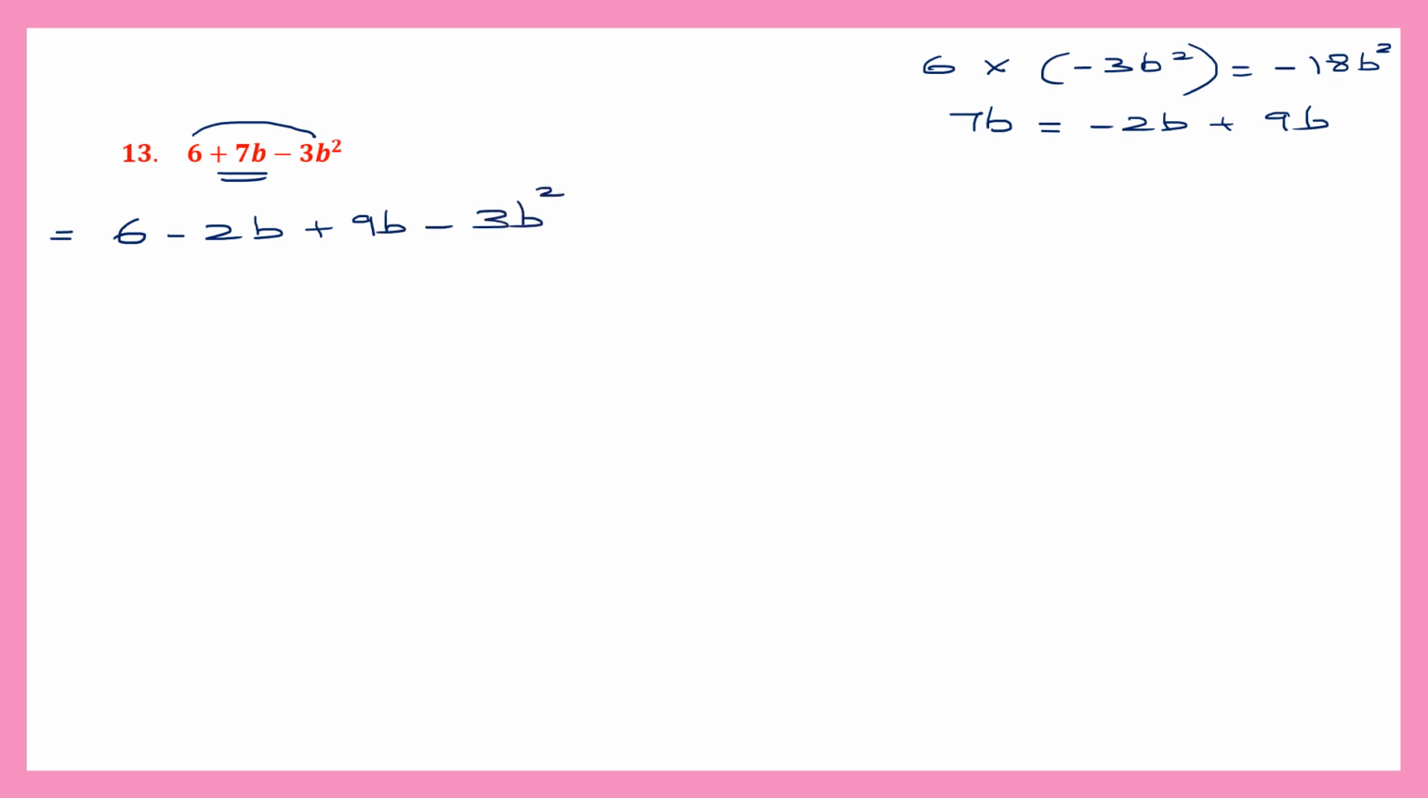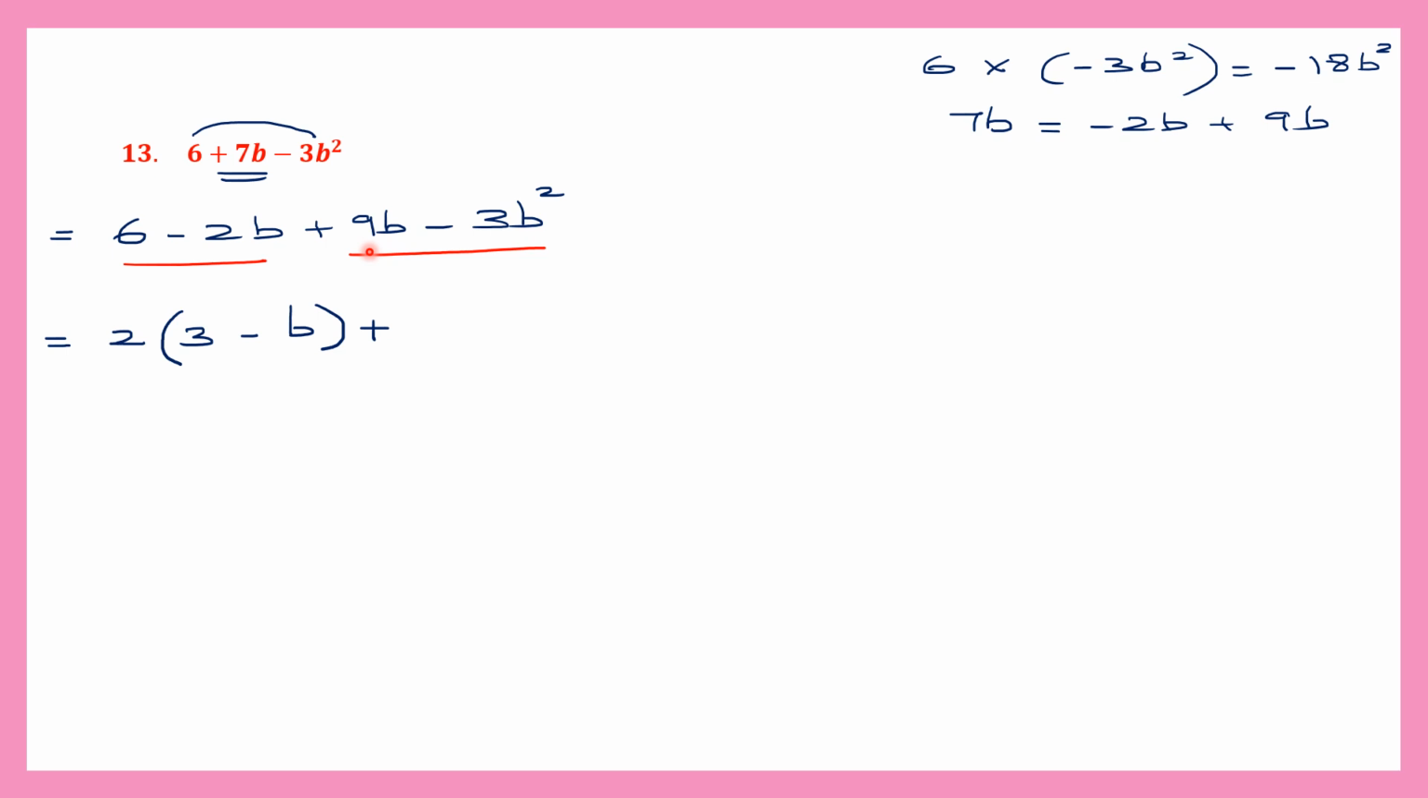Now take the first two terms, 6 minus 2b, and 9b minus 3b². So here what is common? If you see 6 and 2b, 2 is a common factor because both these are divisible by 2. So let's write 2 here. So that means 2 3s are 6. And here I already have 2, so I only have to write b. So 3 minus b. That means here also I must get 3 minus b.